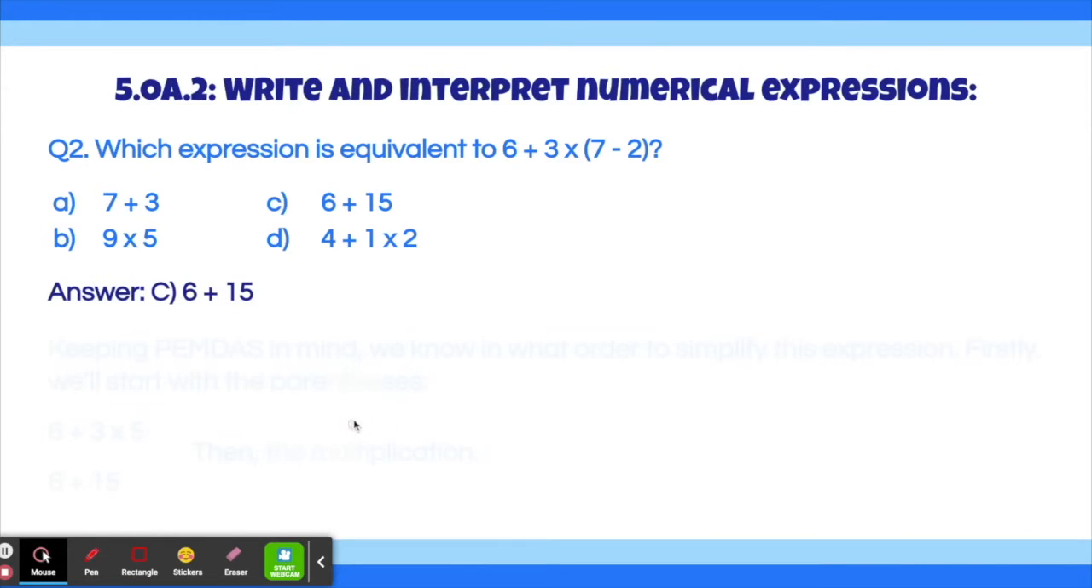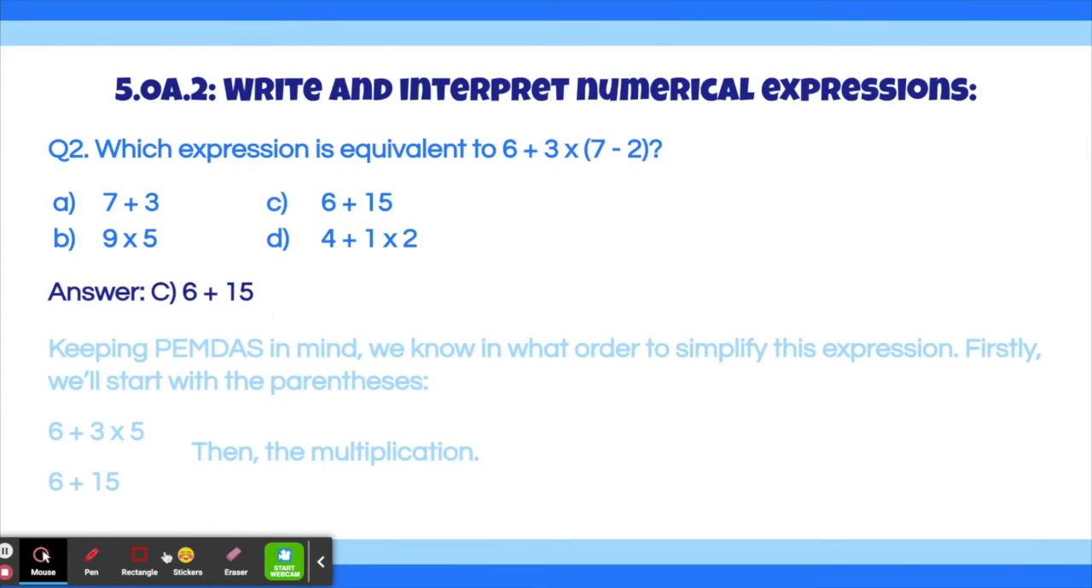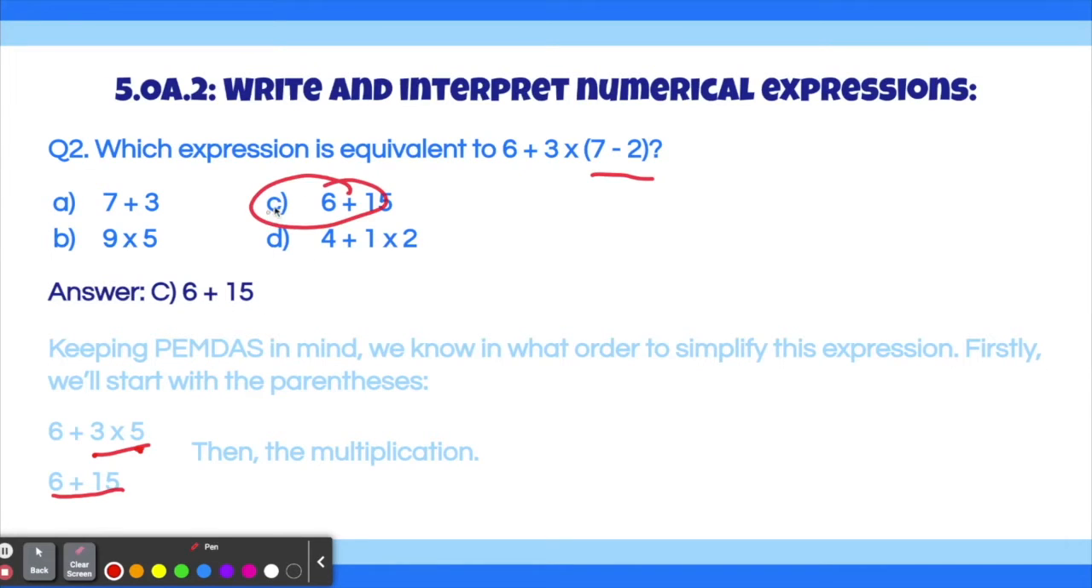All right, so we went over PEMDAS in the last slide, and PEMDAS is the order that we solve this expression in. First we start with the parentheses because that's P, right? So 7 minus 2 is 5, so we replace that here with 5. Then we solve the multiplication. 3 times 5 is 15. So now we have the expression 6 plus 15, and that is answer choice C. So we know that the answer is C, 6 plus 15.